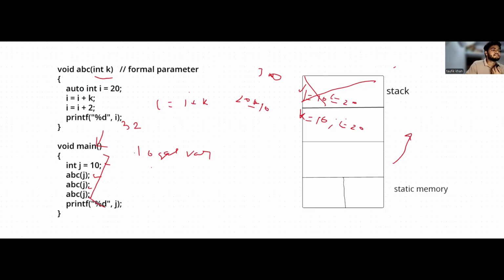So again, I plus k and I plus 2 will be executed, and 32 will be printed. Again 32. Again it will call. Since it was deleted from the stack, therefore there is no update inside the value. Again this ABC will be called, and again the value 32 will be printed.